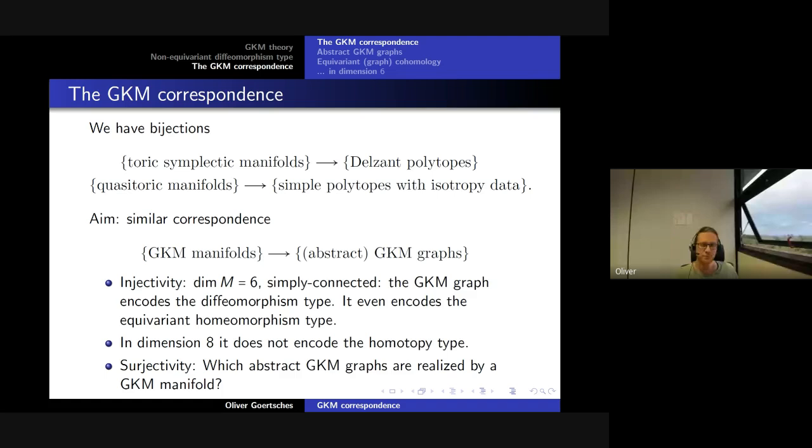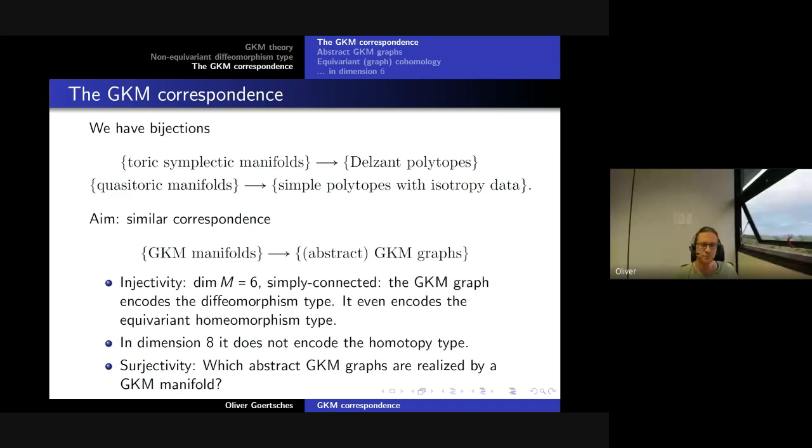Okay, and in the surjectivity question we ask: if I have a GKM graph, an abstract one, I did not explain yet what this is, I will do it on the next slide, is this realized by a GKM manifold? Can I use this theory to give interesting examples of manifolds just by writing down some graphs? For example, one often does this in toric symplectic geometry: I draw a Delzant polytope and consider the corresponding symplectic manifold. This is a standard tool there, right? So can I do the same thing here?